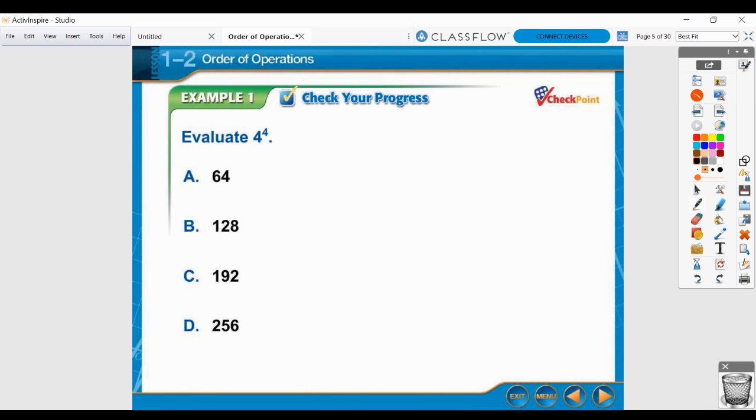Okay, the next one, we've got 4 to the 4th power. So remember, you are not taking 4 times 4. You are doing 4 times 4 times 4 times 4. And you should get 256.